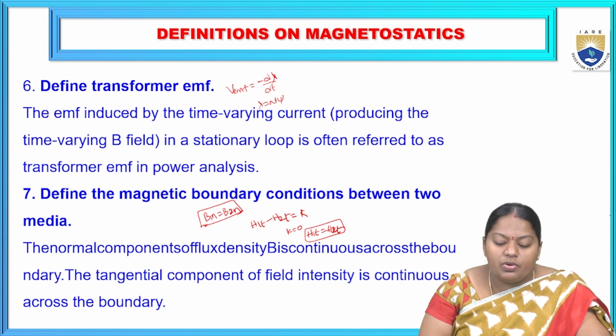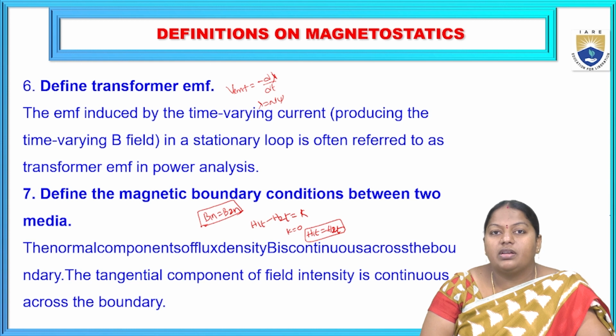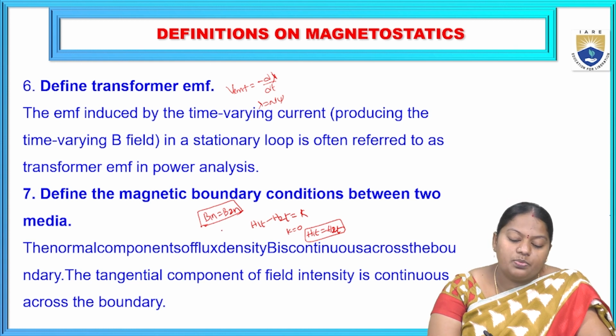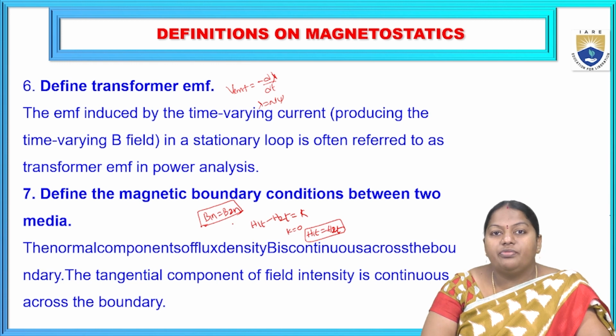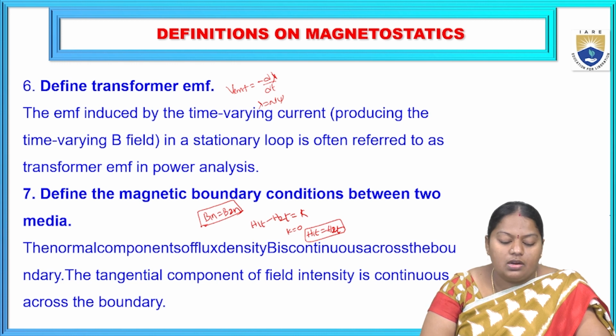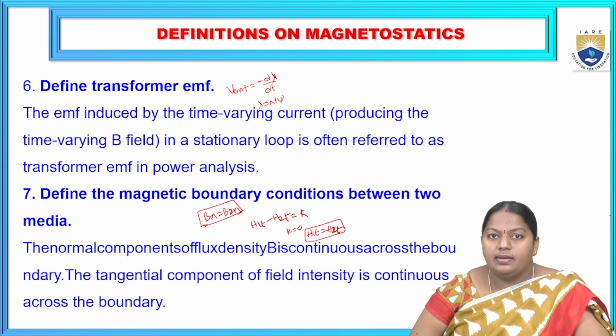Then define the magnetic boundary conditions between two media. The boundary conditions which exist in magnetic fields are related to the normal components as well as the tangential components. First, B1n equal to B2n means the normal components of magnetic flux densities in medium 1 and 2 are continuous across the boundary, and the tangential components of both the field intensities, H1t and H2t, are continuous across the boundary.